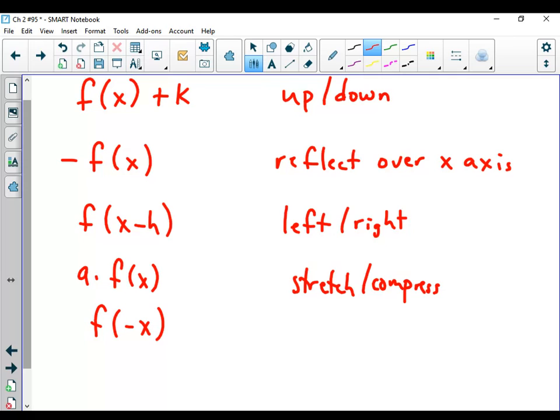So here's what you're going to do. You're going to look at some different functions. You're going to look at 6 different ones. You're going to look at y equals x squared, y equals x cubed, y equals the square root of x, y equals 1 over x, y equals the absolute value of x, and y equals 2 to the x power. So you're going to use all of these different functions.